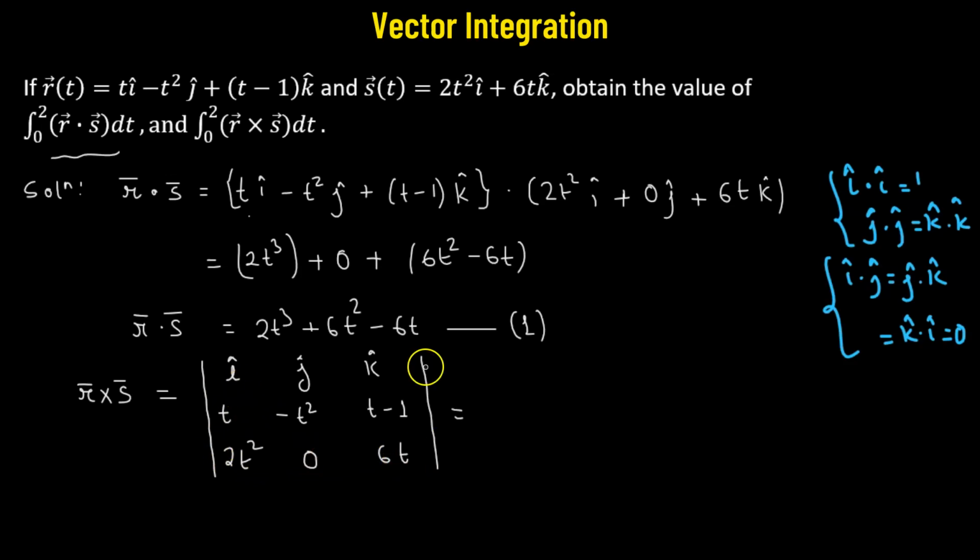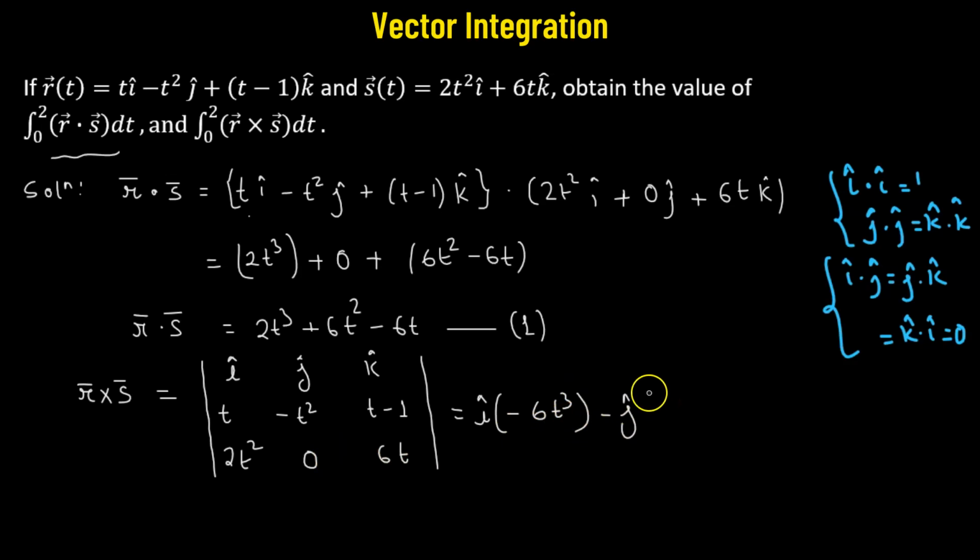Let's expand this along the first row. So we will get i cap multiplied to, so we have negative t squared times 6t. That will give us negative 6t cubed. Minus 0 times t minus 1, so that will be 0. So this is our x component.